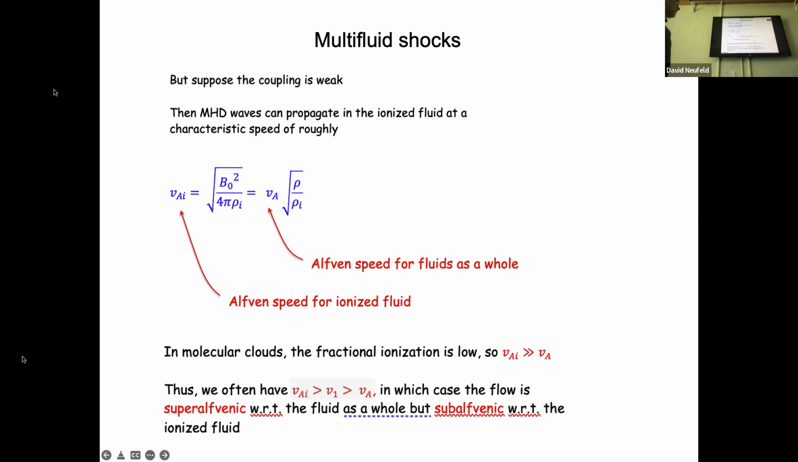The bottom line is that even though our flow may be highly supersonic when we consider the fluid as a whole, if we just consider the ions, it could be quite subsonic. So the ions could be gently decelerated, and the neutrals would also be gently decelerated as collisions between the ionized and neutral fluids bring them to more or less the same velocity.